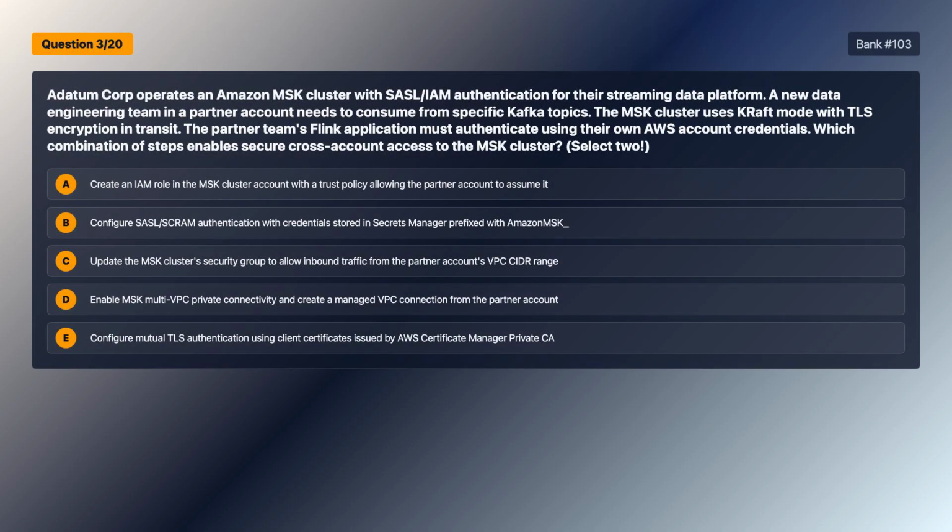Question 3. Adatum Corp operates an Amazon MSK cluster with SASL/IAM authentication for their streaming data platform. A new data engineering team in a partner account needs to consume from specific Kafka topics. The MSK cluster uses KRaft mode with TLS encryption in transit. The partner team's Flink application must authenticate using their own AWS account credentials. Which combination of steps enables secure cross-account access to the MSK cluster? Select 2. Review the answer choices on screen.